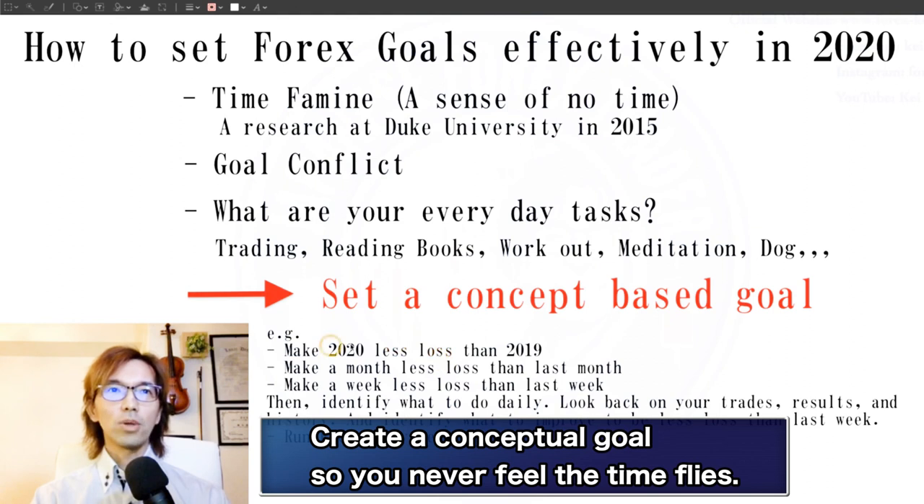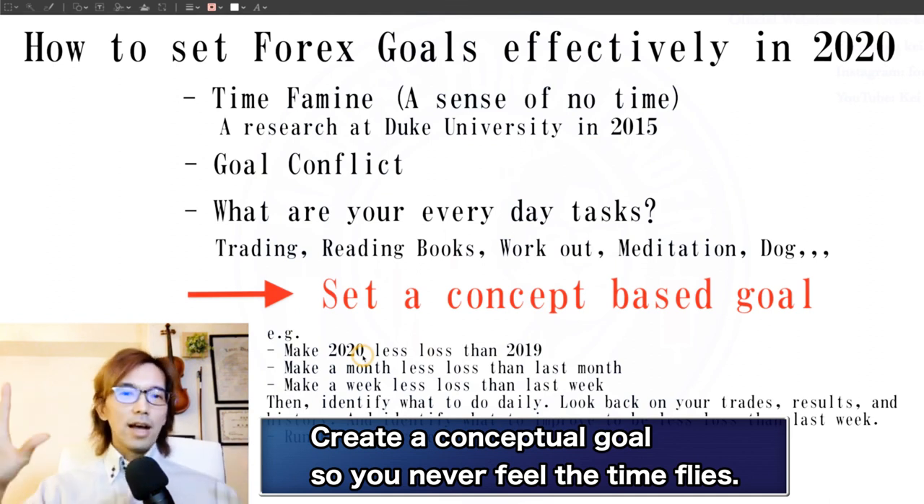This is just my goal. This example is my goal. I want to make less loss than last week, so that's why I put it here. But you can switch this less loss to any words that you want. The point is, you can make this one conceptual and not really in detail. In terms of the goal setting of the year, it can be vague and conceptual.